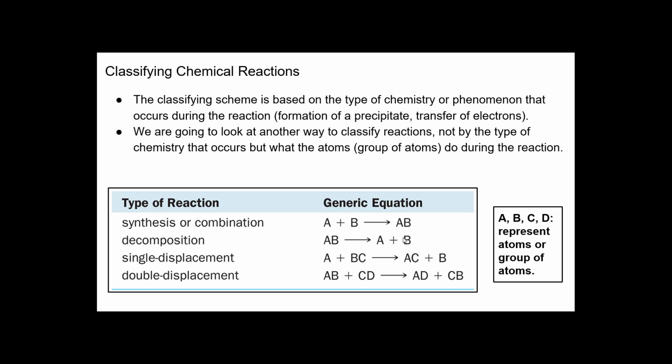So, classifying chemical reactions. The scheme is based on the type of chemistry or phenomenon that occurs during the reaction: formation of a precipitate, transfer of electrons. A couple times I've brought up a double displacement or double replacement reaction. Displacement and replacement mean the same thing. We're actually looking at the reaction, not the compound, but the equation of how it's set up. So we can classify that as well.